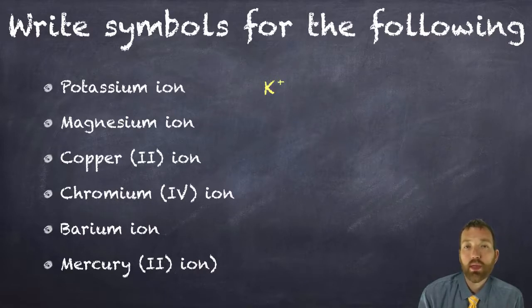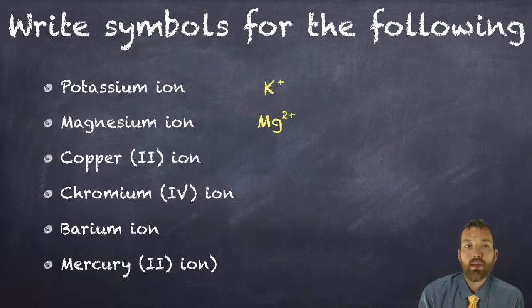Now you can write 1 plus, or you can just write plus. You can leave out the 1 if you'd like. Magnesium is Mg, and it's in group 2, so we'd write Mg 2 plus because it's going to lose those 2 valence electrons. Everything in group 2 will behave the same way.